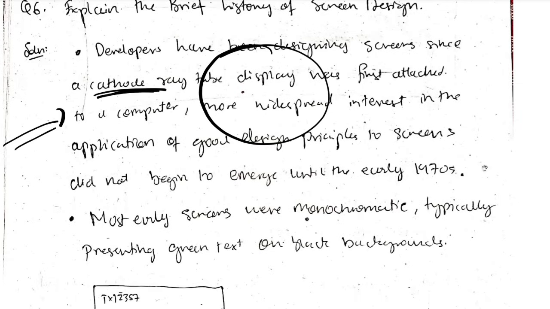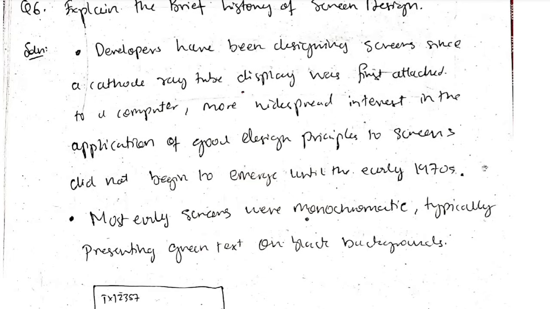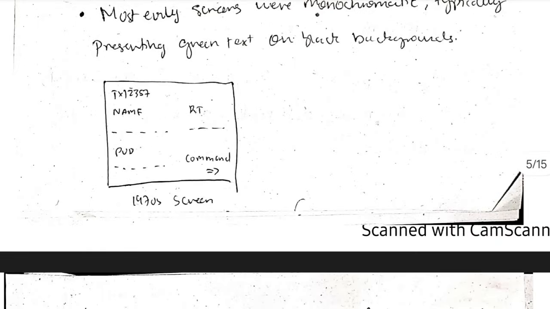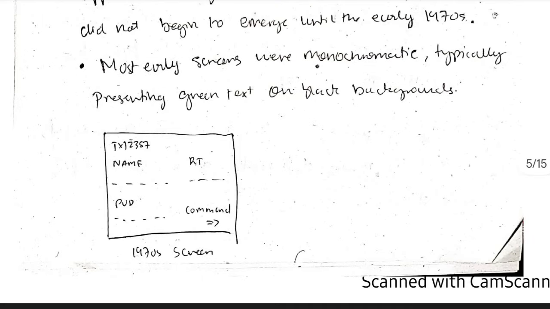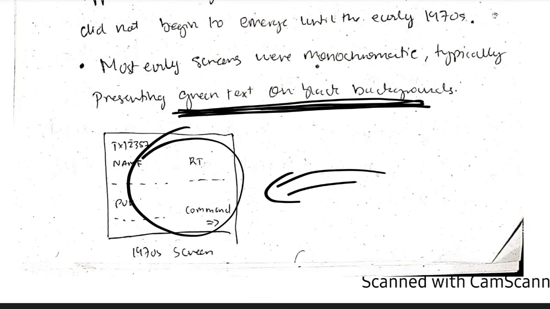Initially, whenever there was a cathode ray tube, from that time the screen was getting designed. The initial stage was in the 1970s. In the 1970s, just the text was there, and you have to insert the data here. That was the first thing, and it was a green and black background, like hackers use. The same thing was in the 1970s.